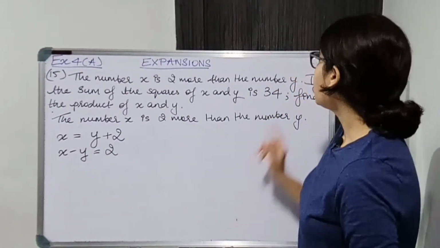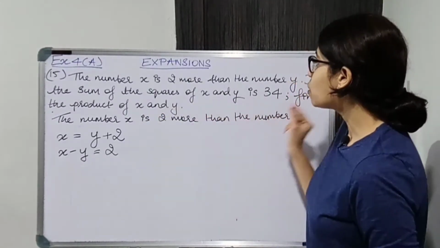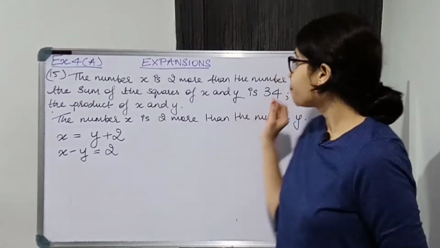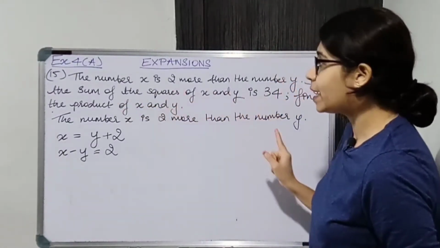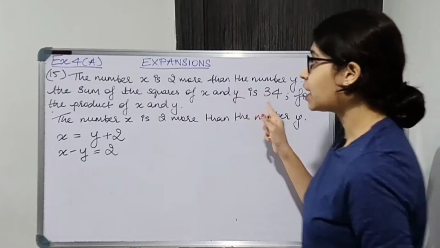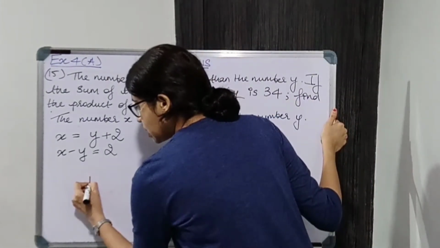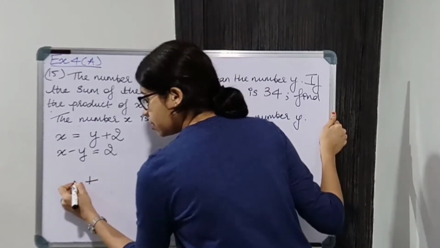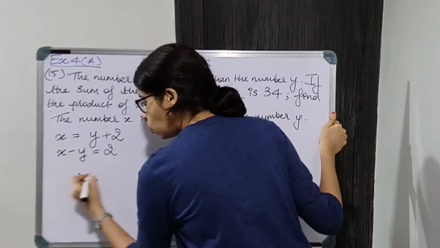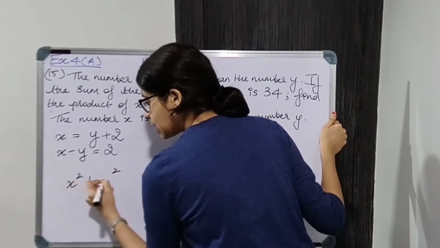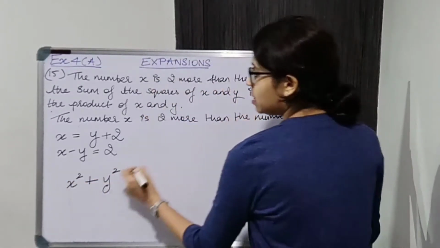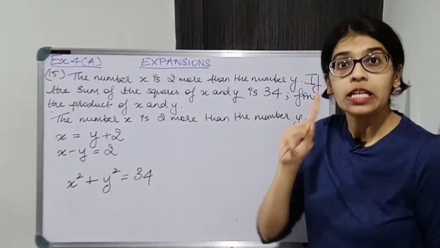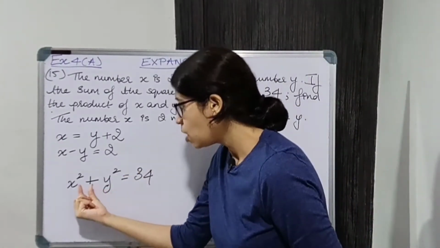Alright. Now if the sum of the squares of x and y is 34, please pay attention over here. This is the important part. If the sum of the squares of x and y is equal to 34. Sum of squares.